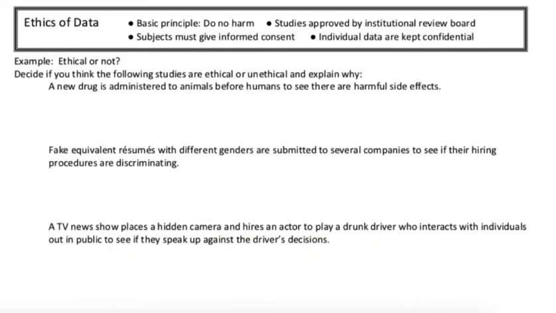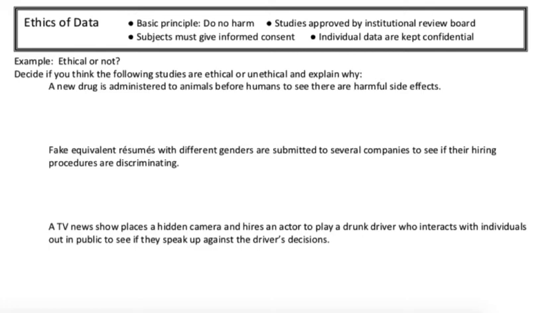And then the ethics of data, their basic principles is do no harm. Studies have to be approved by an institutional review board. We must have subjects have to give informed consent, and individual data are kept confidential. So some basic principles, that idea of you can't harm something. And that's why we have lots of organizations that protect animals, that protect wildlife, that protect humans. As far as being part of an experimental study, you have to be very aware of what you're agreeing to when you sign up to be part of an experiment.